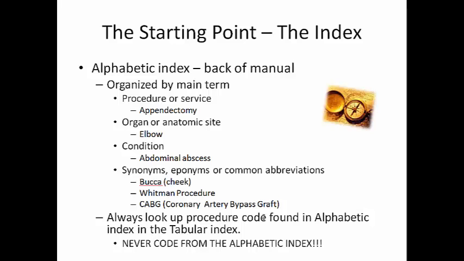So the starting point in getting to our CPT code, we are going to start in the alphabetic index, which is in the back of the manual, and it is organized by the main term. Some of these main terms could be a procedure or service, like an appendectomy, for example. It can be organized by your organ or the anatomical site. An example would be elbow. The condition, abdominal abscess, your synonyms, eponyms, or common abbreviations.